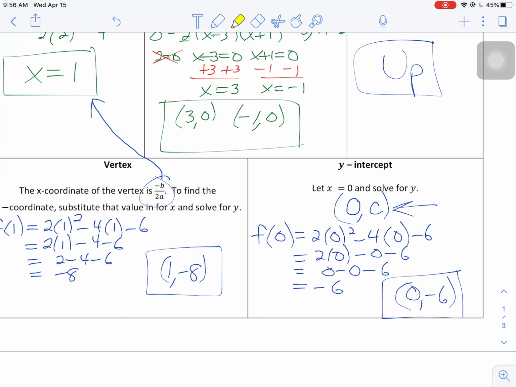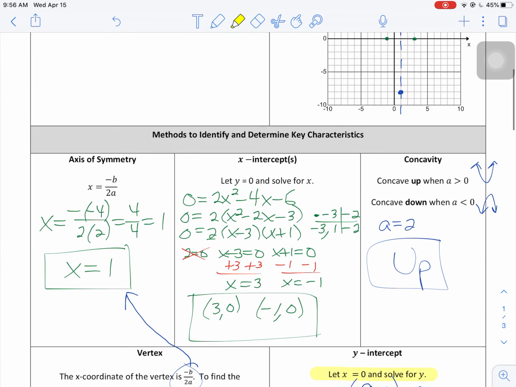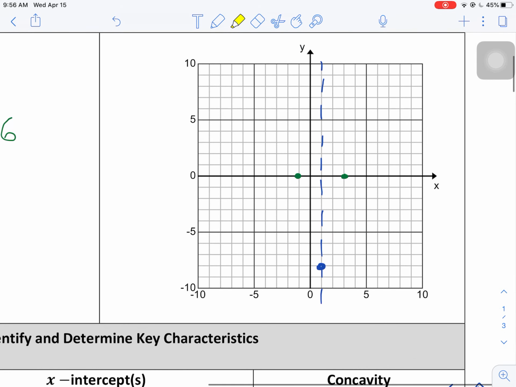And remember, this right here, let x equal 0 and solve for y, that would work for any function if you want a y-intercept. Because if we look at our graph here, if you're on the y-axis, you haven't gone left, you haven't gone right, so x has to be equal to 0. So that works for any type of function, not just quadratics. All right, so what do we get? We got negative 6. 0, negative 6. So let's take our pen and put a y-intercept at 0, negative 6.